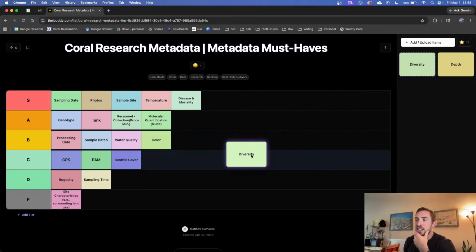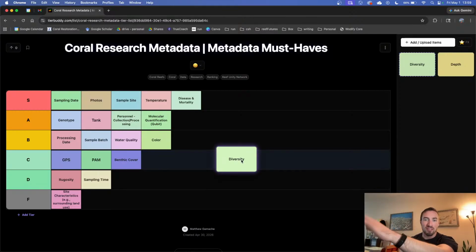All right. Diversity. So this is like species diversity. There's a lot of very important metadata that is needed in a system that is so complex. Why did I decide to do this? They're all important. But if I had to go out and perform a study tomorrow with no information, these are probably the things I'm going to keep looking for in coral research.